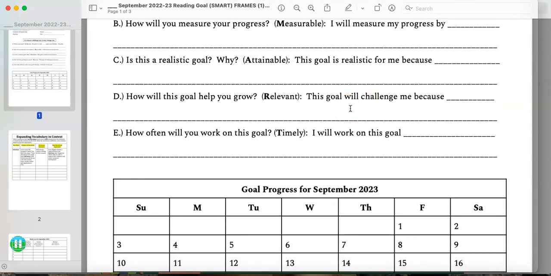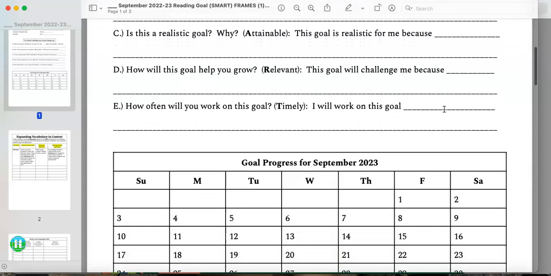It's relevant. This goal will challenge me because I have a difficult time with managing my time, and this will ensure or support managing my time, knowing that I have to read these pages, specific number of pages, Monday through Thursday. The goal is based on the individual student, of course.